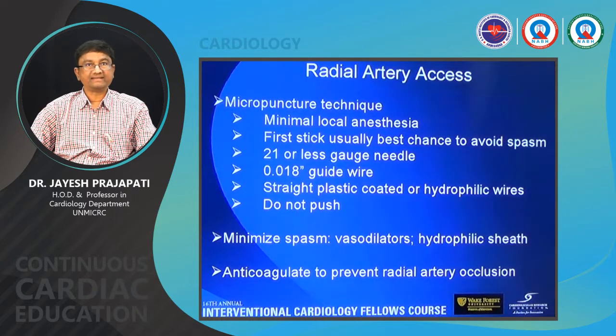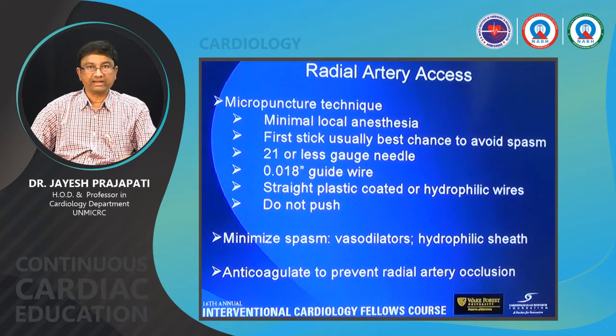With local anesthesia, the first trick is always a golden prick to avoid spasm. Multiple punctures can lead to spasm. That you always have to keep in mind. So use a 018 or 021 guide wire, straight plastic coated or hydrophilic. Don't push a wire, because if you push a wire, you can perforate the artery.